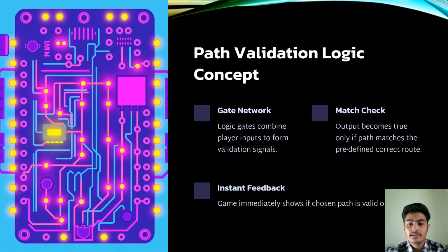Path validation logic concept. Gate network: logic gates combine inputs to form validation signals. Match check: output becomes true only if the path matches the predefined correct route. Instant feedback: the game immediately shows if the chosen path is valid or not.